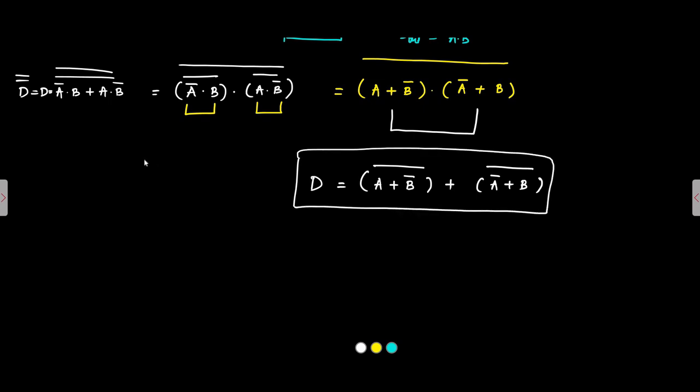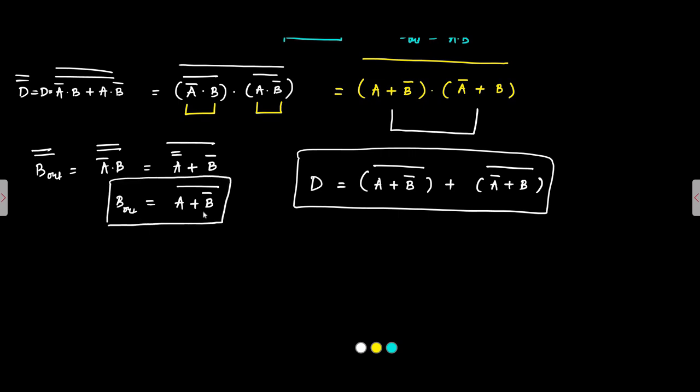Okay, and for the borrow, output is A bar B. If we double complement it, we'll have A double complement or B bar whole complement. So it is A or B bar whole complement. This is the borrow. So everything is in OR form and complement.